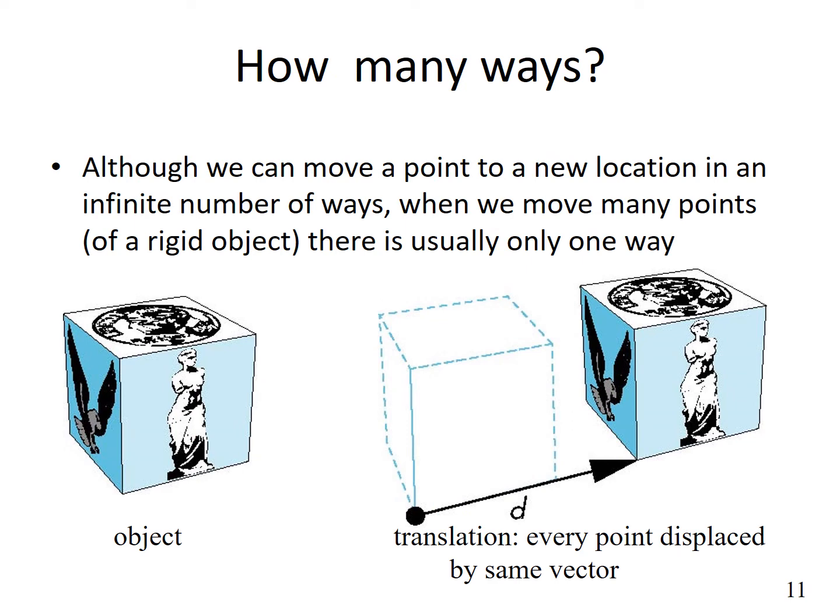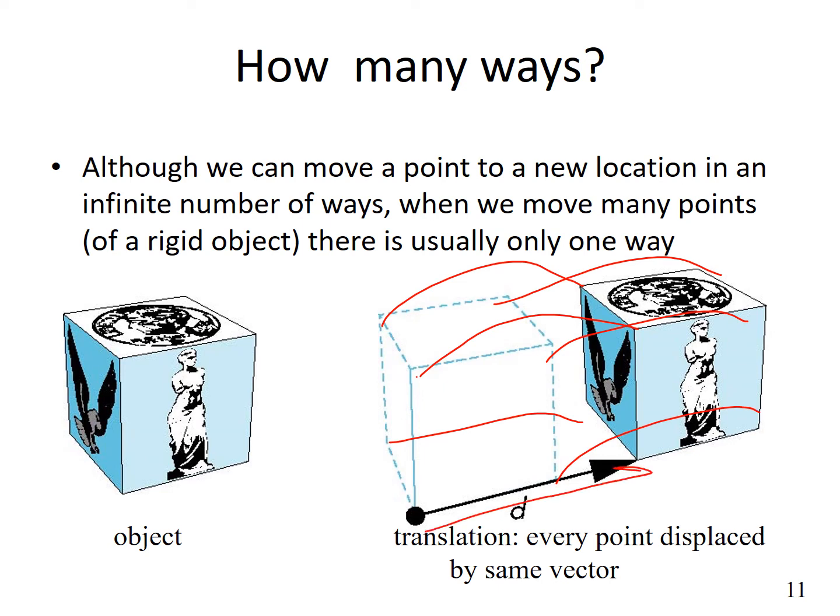Although we can move a point to a new location in an infinite number of ways, when we move many points of a rigid object, there is usually only one way. So if we are going to have these points moved correspondingly to these points, there's only one way to move them, and the shortest way is this. Multiple translations when added up together will result in one translation, and it is up to us to decide whether we want to apply that translation simultaneously or step by step. For example, if you want to animate a person walking along a curved line, we might want to do a piecewise transformation.